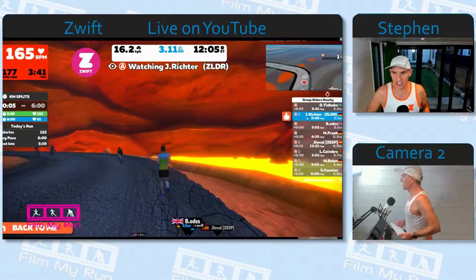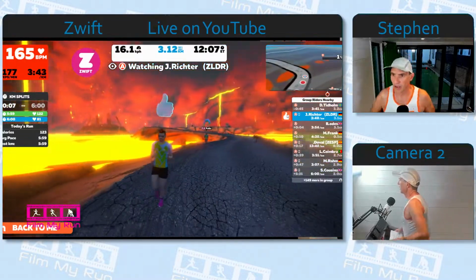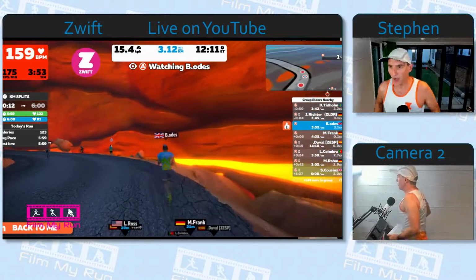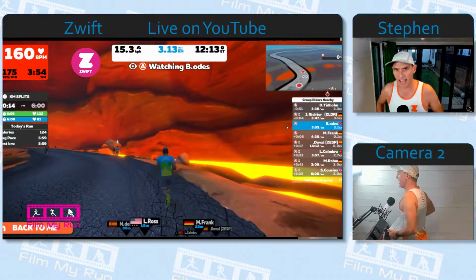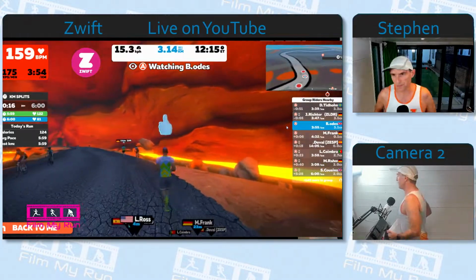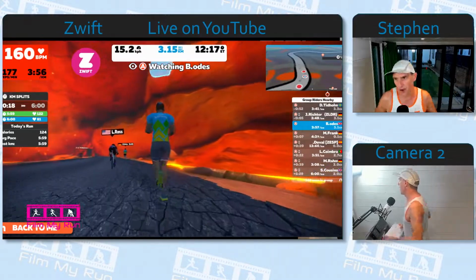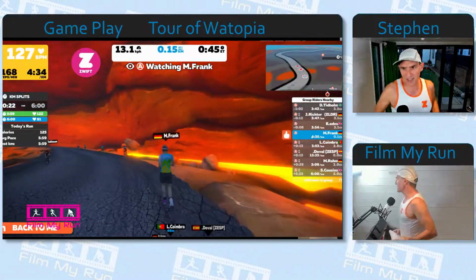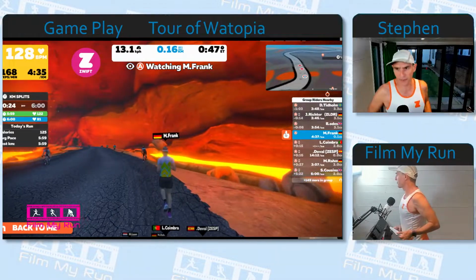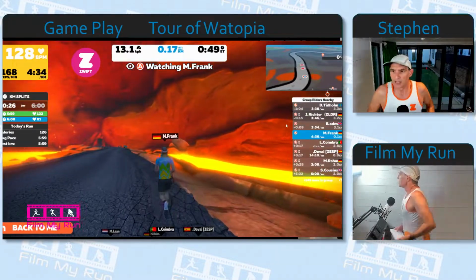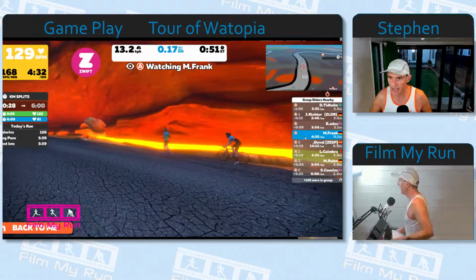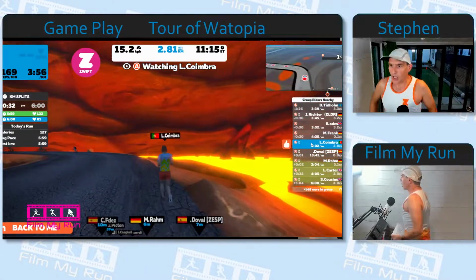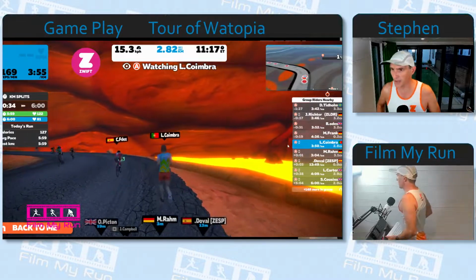And then we've got Richter, also doing 3:40 per kilometre. Bodes, B. Odes from the UK, heart rate of 159, doing 3:55 per kilometre. And then it's a bit of a drop back, 7 seconds back to M. Frank from Germany. So Richter from Germany and Frank from Germany, and then we've got Coimbra from Portugal.